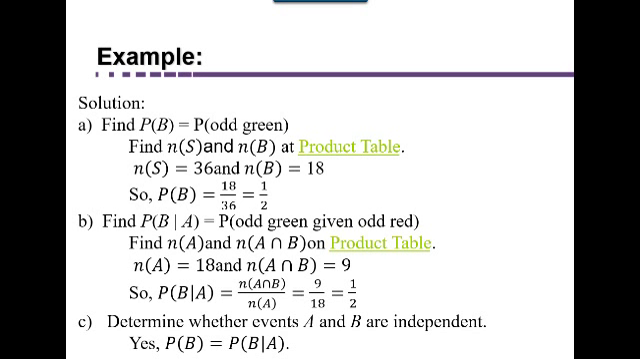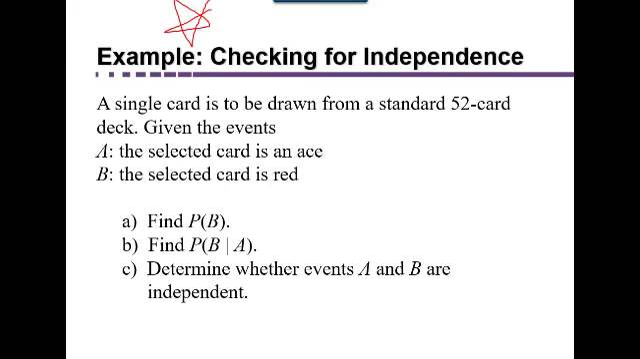Now, technically, it's possible for the probability of A given B to be different than the probability of B given A, and you should check both, but for the sake of time, we're just going to check the one.